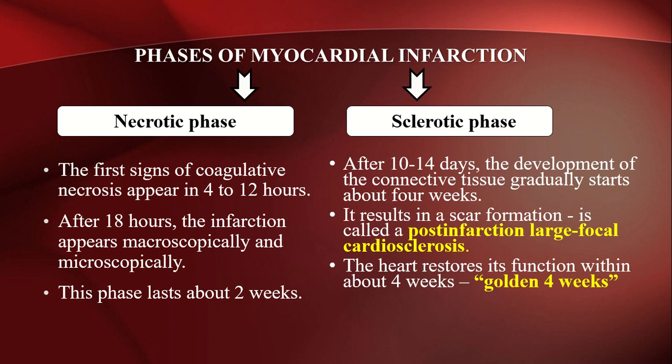There are 2 morphological phases of myocardial infarction: first, the necrotic phase, and second, the sclerotic phase. In the necrotic phase, the first signs of coagulative necrosis appear in 4 to 11 hours. After 18 hours, the infarction appears macroscopically and microscopically. This phase lasts about 2 weeks.